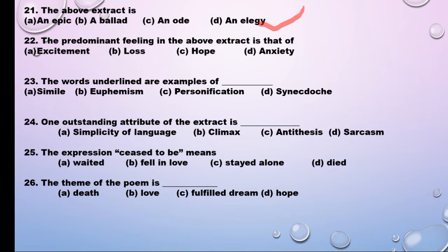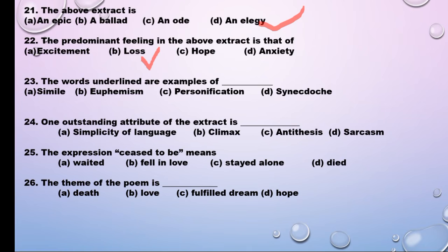The predominant feeling in the above extract is that of excitement, loss, hope, anxiety. And of course, the feeling is that of loss. The words underlined are examples of simile, euphemism, personification, synecdoche. The word underlined is "fair as a star", and that's an example of simile.